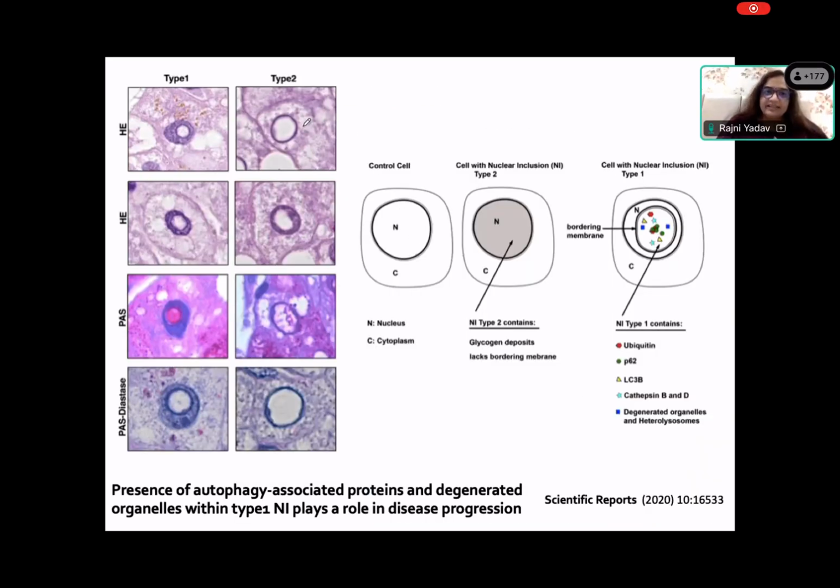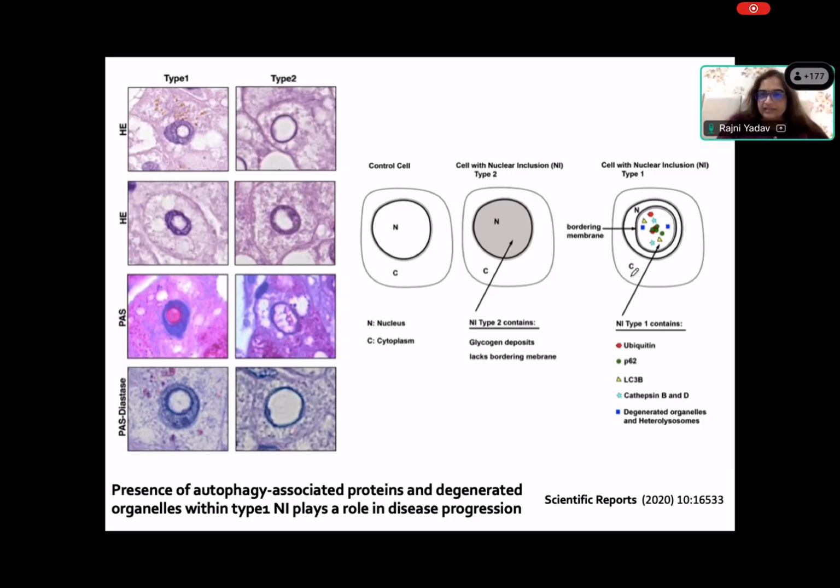So recently there have been a lot of studies into this, and it has been seen that these are also of two types: type 1 glycogenized inclusions, or type 2. Now the difference between type 1 and type 2 is that type 1 are surrounded by a membrane, whereas type 2 either involve the whole nucleus or don't have this surrounding basophilic membrane. And on PAS stain, they stain positive and are digested with PAS diastase. So that means yes, they are glycogenized.